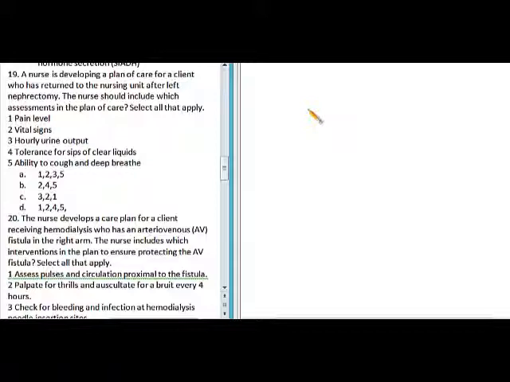Number 19. A nurse is developing a plan of care for a client who has returned to the nursing unit after left nephrectomy. Nurse should include which assessment in the plan of care? Select all that apply. Pain level? Yes. Vital signs? Yes. Urine output? Yes. Tolerance for sips of clear liquid? No, that's not necessary. Ability to cough? Yes. Answer: letter A, 1, 2, 3, 5. Next.